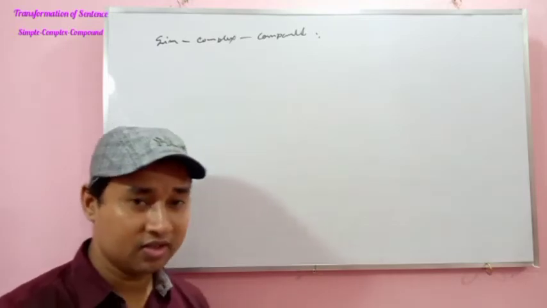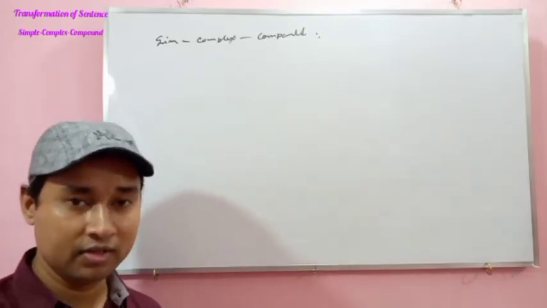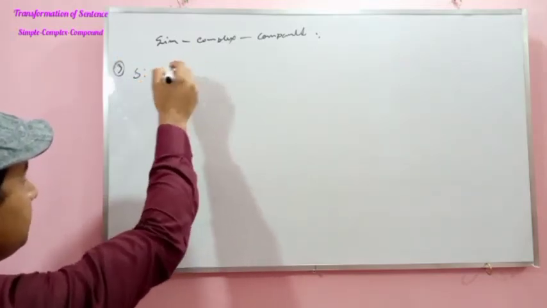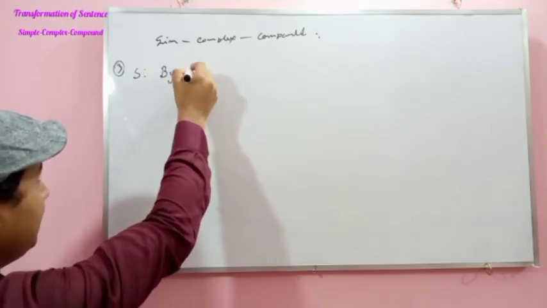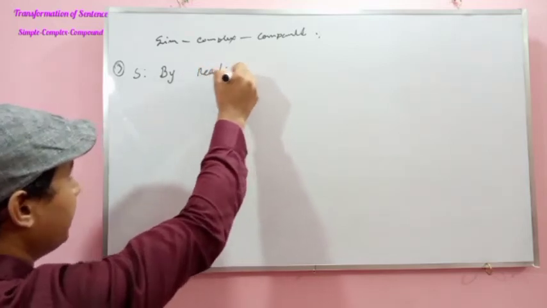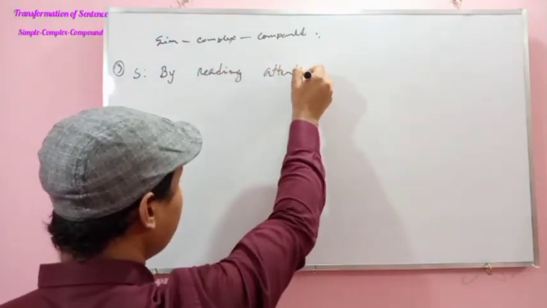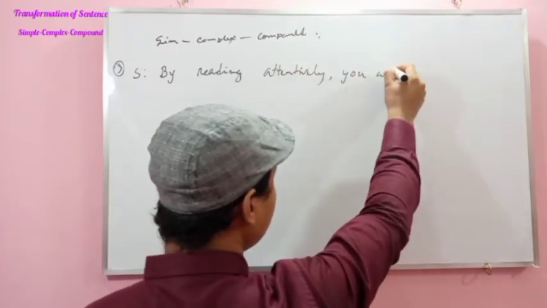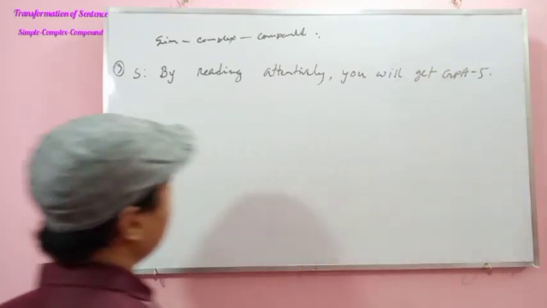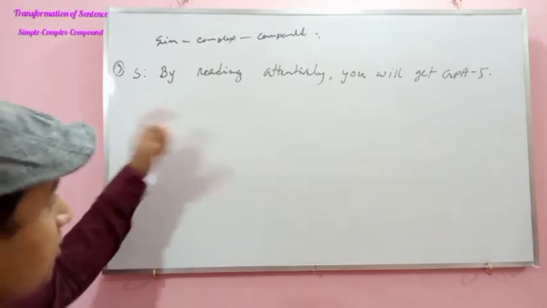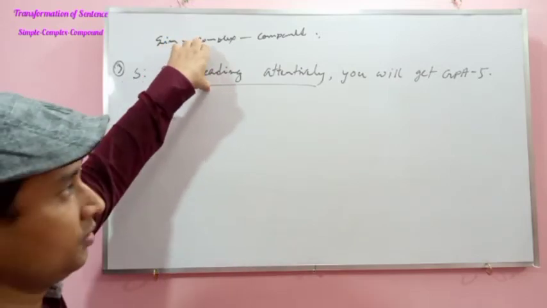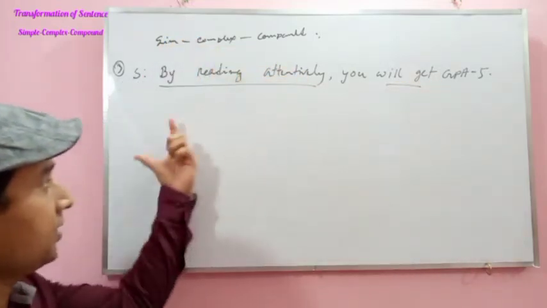Okay, now I will start technique number 3. At first I will give an example. In simple sentence, by reading attentively, you will get GPA 5. Okay, it is an example of simple sentence. This is not a clause because this verb form is non-finite. This is only a finite verb, so this is an example of simple sentence.